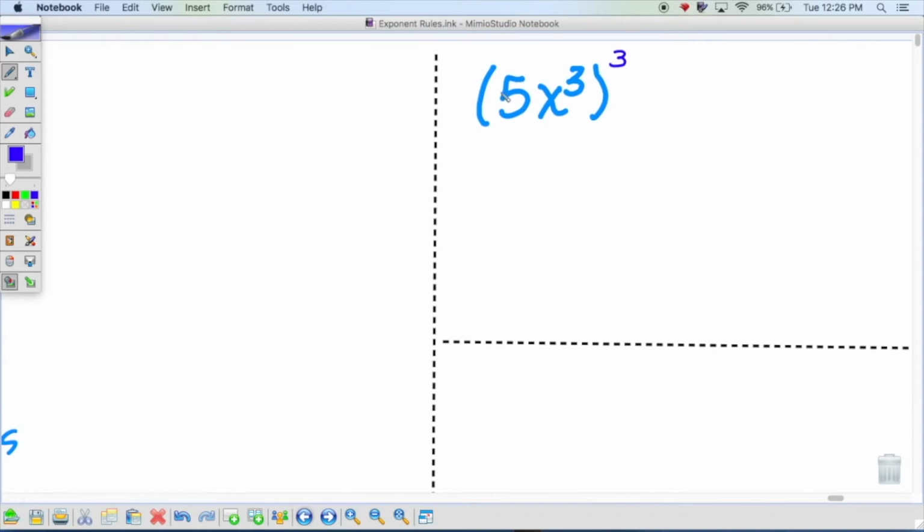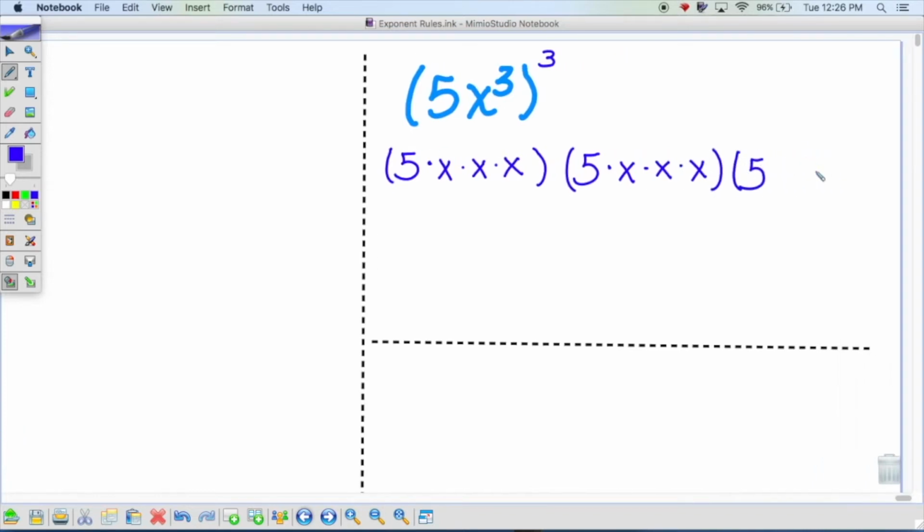What am I going to do with the exponent? Okay, well again, I'm going to write it out the long way. What is 5x to the third power? It is 5 times x times x times x. And what does it mean to raise that to the third power? It means I'm going to multiply it by itself and then by itself again. 5 times x times x times x.